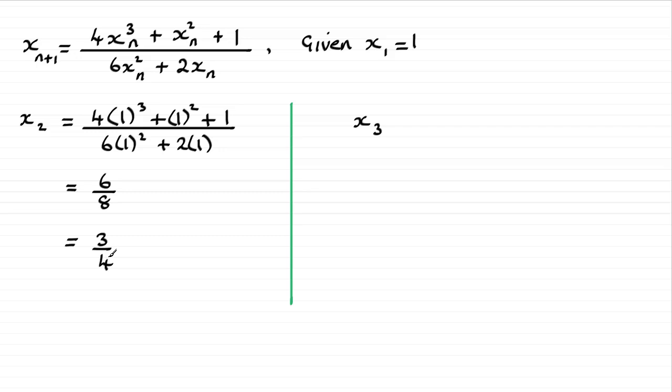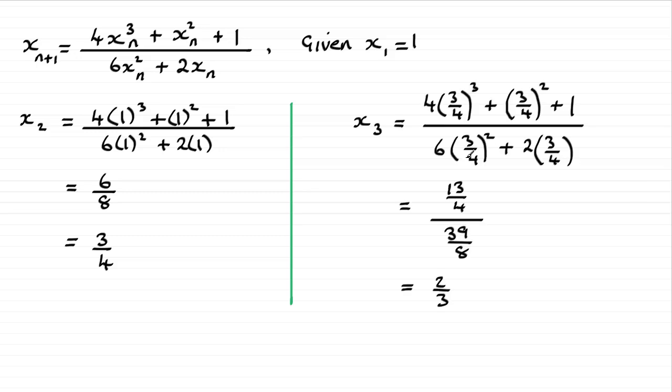And now to get x3, all I've got to do is substitute 3/4 into our iterative equation, and that will get us x3. So doing that, you end up with a total of 2/3. Okay?